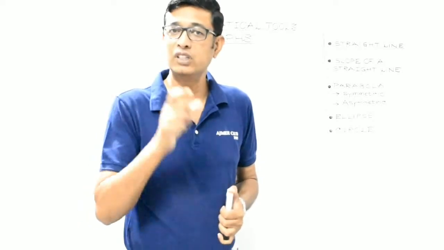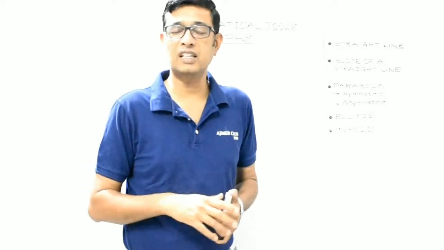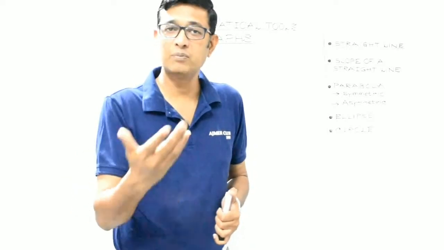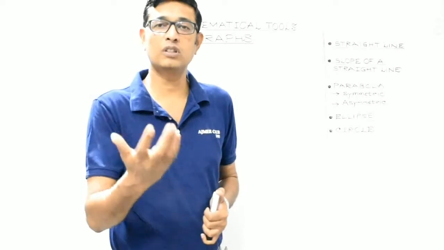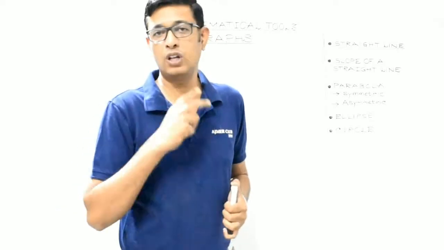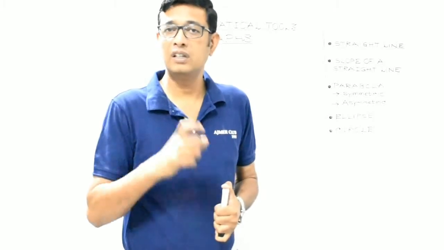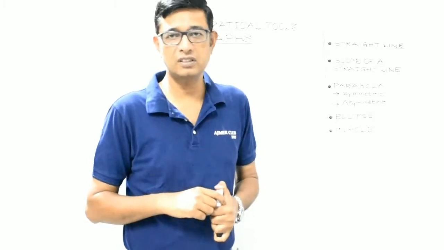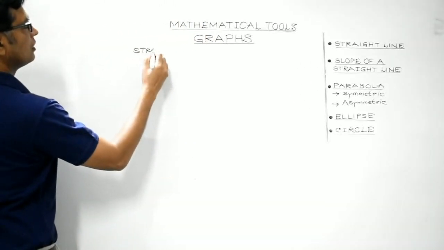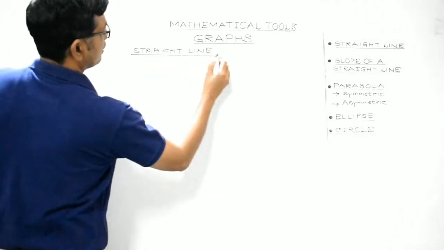For that, you need to know the standard equation of various graphs. In this session, we will discuss the standard equation of a straight line, how to get the slope, then the straight line having positive slope, having negative slope, having intercept on the positive y-axis, having intercept on the negative y-axis. Then obviously we will discuss parabola as well, symmetric parabola, asymmetric parabola, right? And then we will discuss also ellipse and then the standard equation of a circle. So let's start with straight line. Let's start with the standard equation of a straight line.